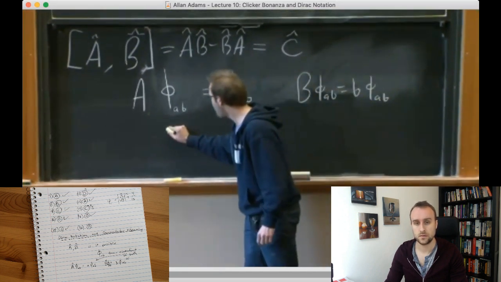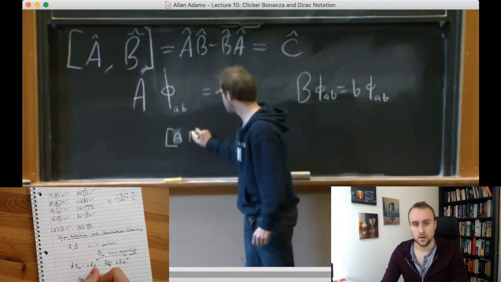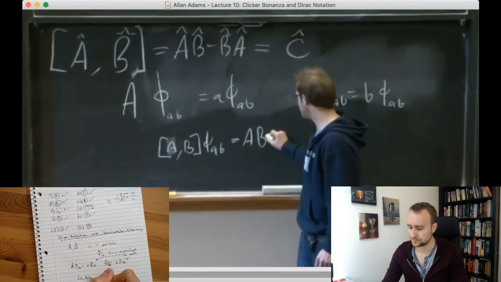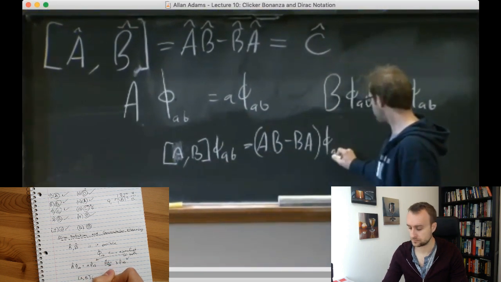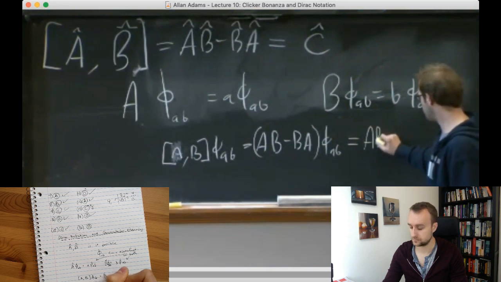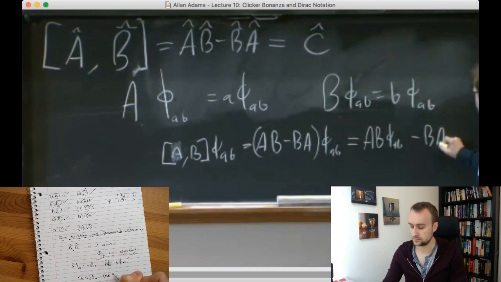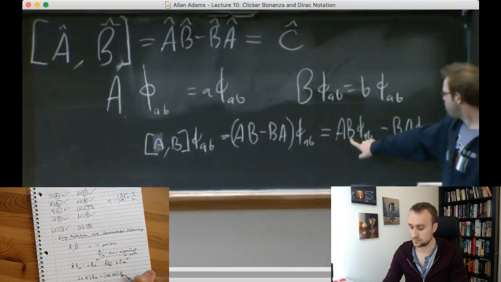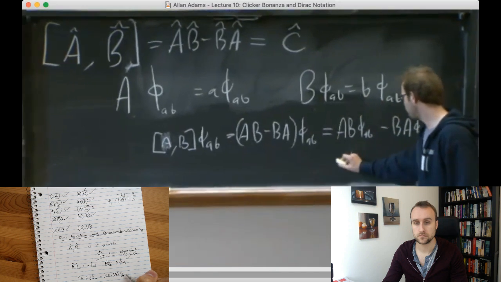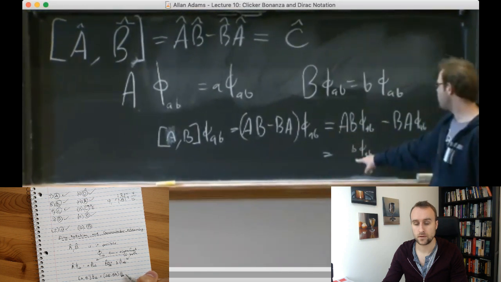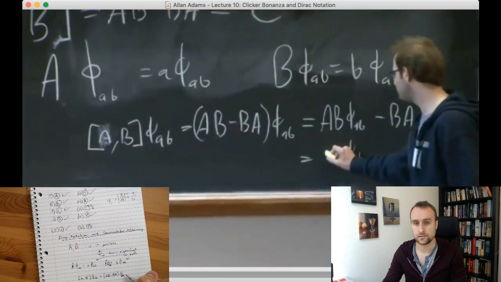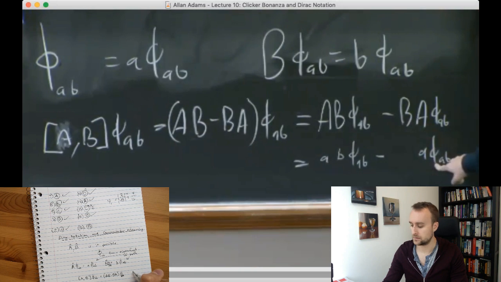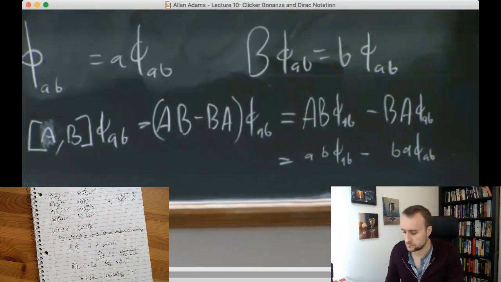What does that tell you? Well, let's take the commutator of A and B and let it act on phi sub AB, this common eigenstate. This is equal to (AB minus BA) phi, which I can write as AB phi minus BA phi by linearity. B acting on phi gives me, by hypothesis, little b phi, and then A acting on a constant times phi gives me little a times that constant. Minus, now here A acting on phi gives me little a phi, and then B acting on a constant times phi gives me little b. And so now I can join these together.